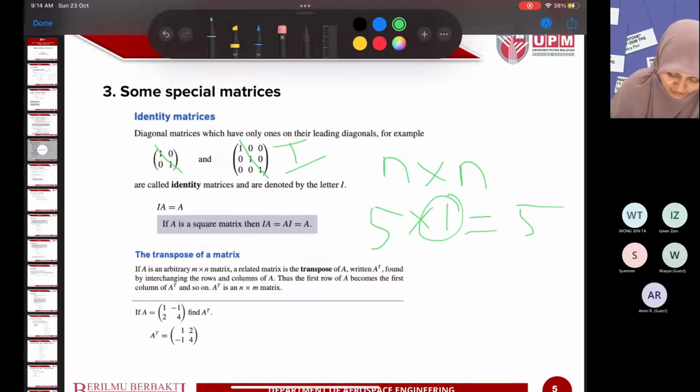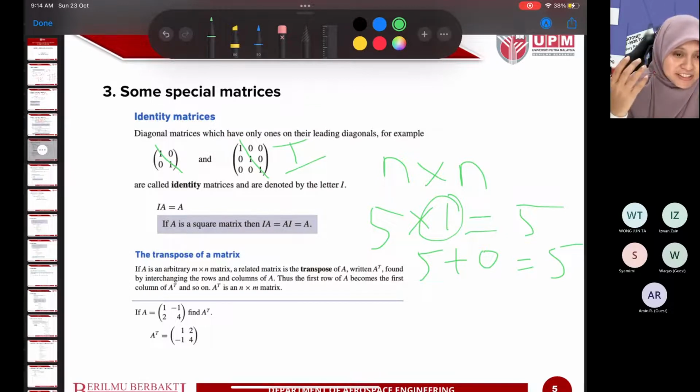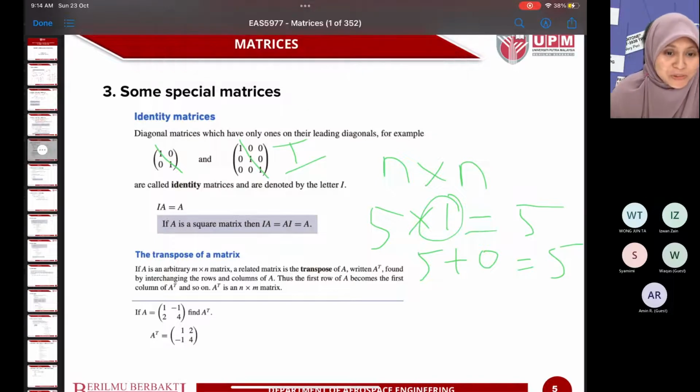For example, 5 plus 0 equals 5. So 0 is the identity for addition. That is the definition. 0 is the identity for addition, 1 is the identity for multiplication, and the matrix I here is the identity matrix for matrices. We are going to need this I later on when we apply the calculation of the matrix.